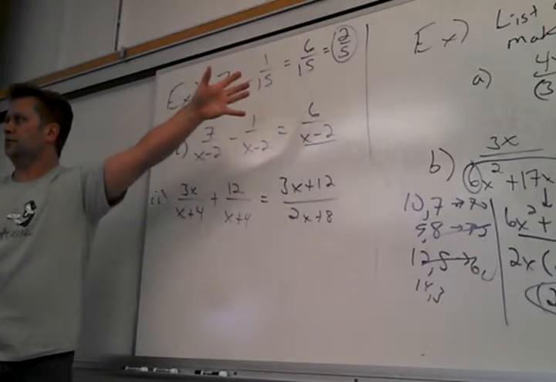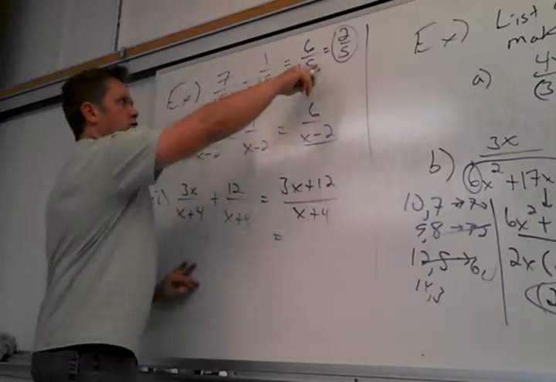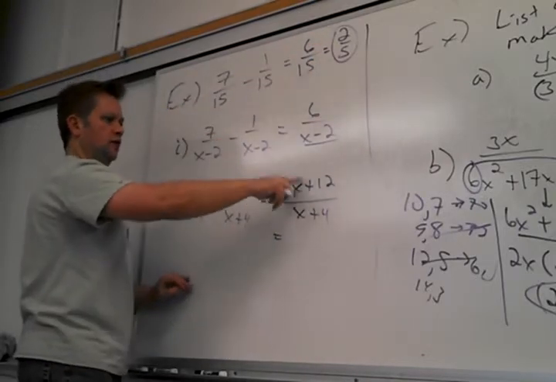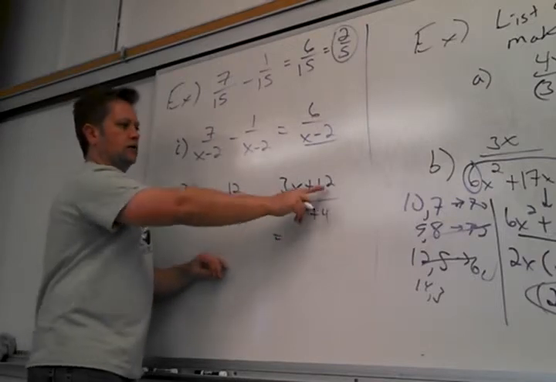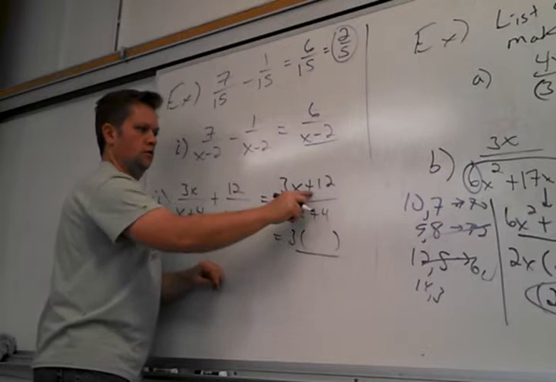Like I subtract the bottoms. The bottom just stays what it is. And what do you always have to do last on a fraction problem? You have to see if it reduces. And what can you take out of the top? 3x plus 4.